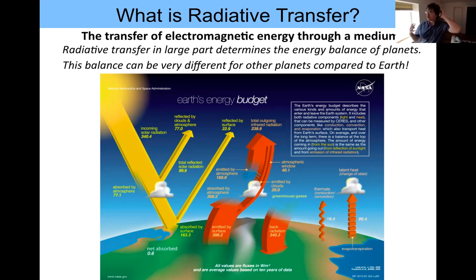And then you also have your thermal stream, the black body radiation emitted by the planet, which is also absorbed by other gases in the atmosphere through the greenhouse effect, and absorbed by clouds in the atmosphere. The radiative transfer in large part determines the energy balance of the planet. And this balance of the radiative transfer energy can be very different compared to other planets.